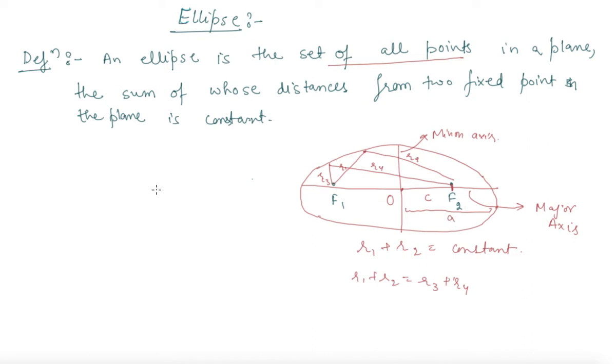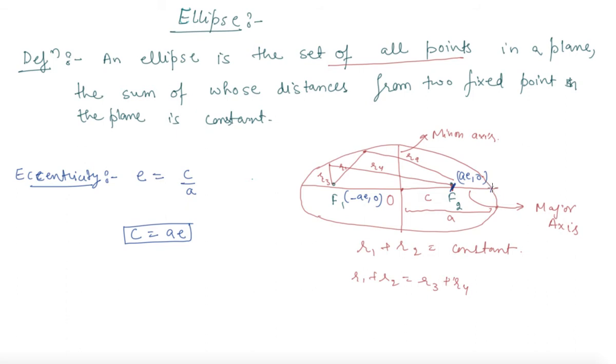And what is the relation between C and A, student? There is a term named eccentricity. The eccentricity in case of ellipse is denoted by E and given as C by A. So eccentricity is C by A, or you can say the relation between C and A is C equals AE. So the coordinates of F2 is (AE, 0), and F1 is (minus AE, 0).